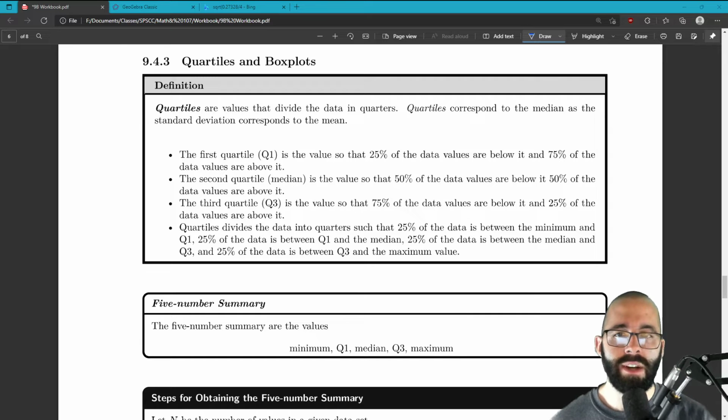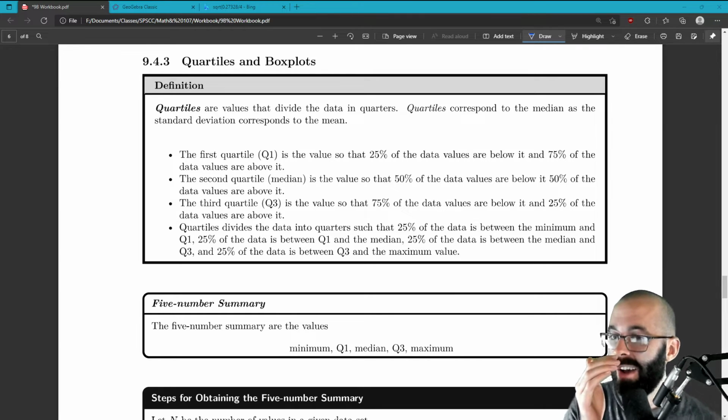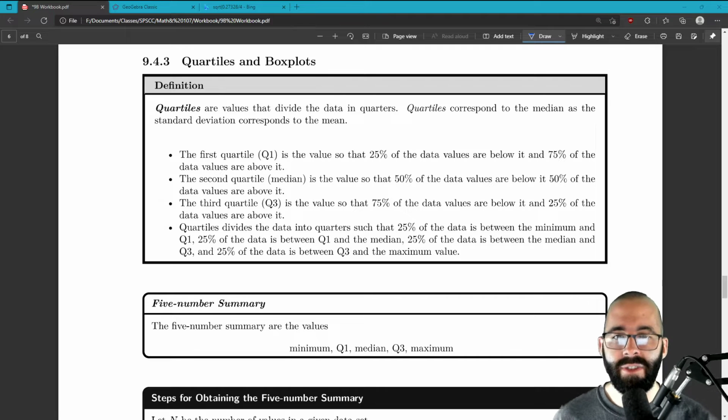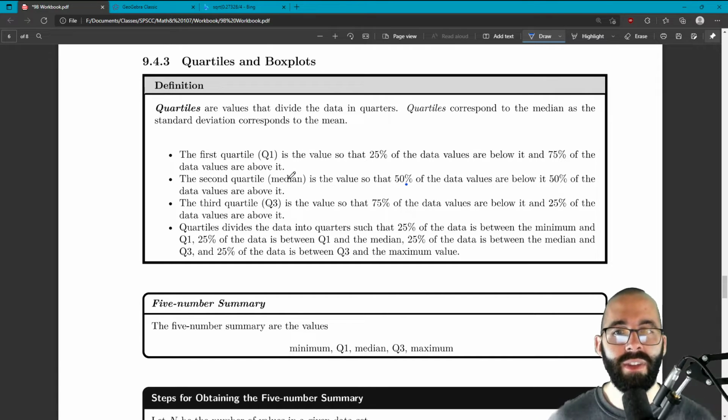So the first quartile, called Q1, is a value that's above 25% of the data, or the first quarter of the data. The second quartile is the value that's above 50% of the data. It's also known as the median. The median is the thing that's above half and below half. The third quartile is the value above 75% of the data. And so they're called quartiles because they're percentiles just divided up into fourths.